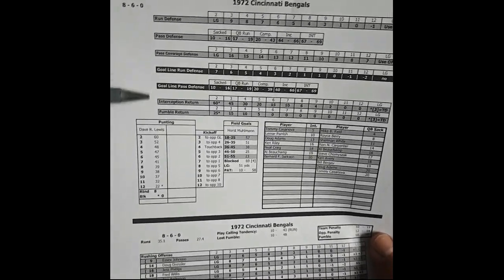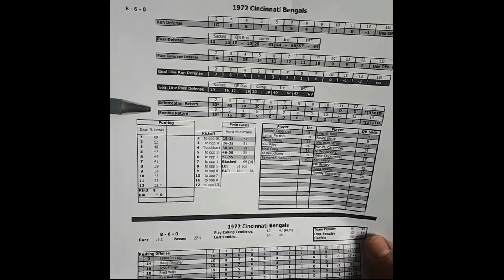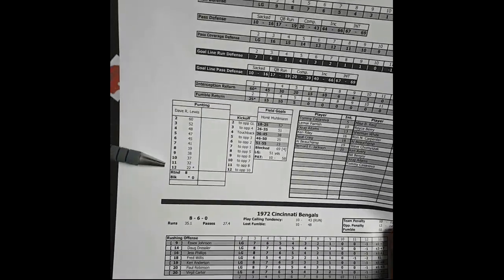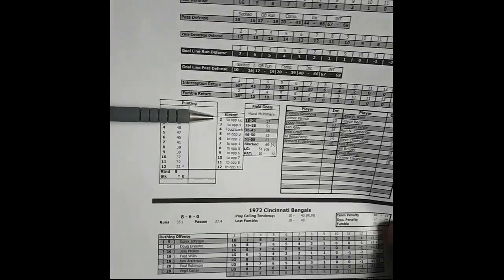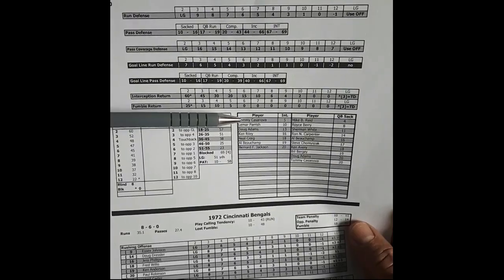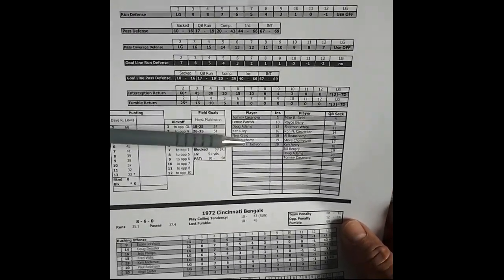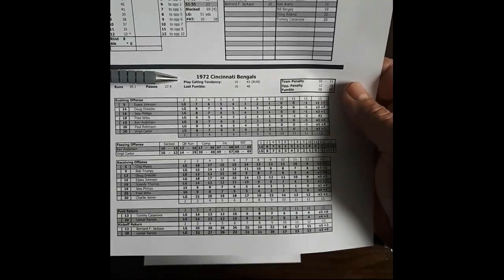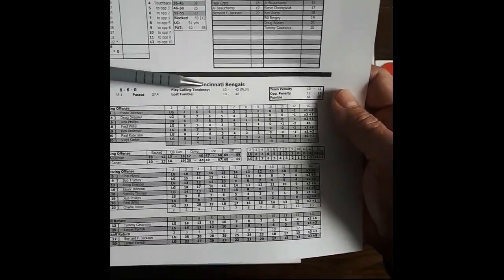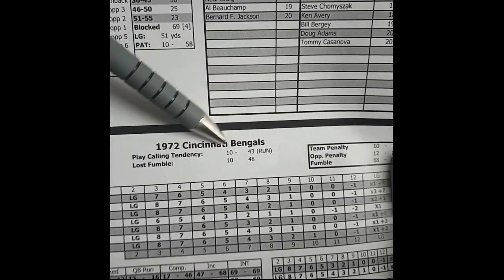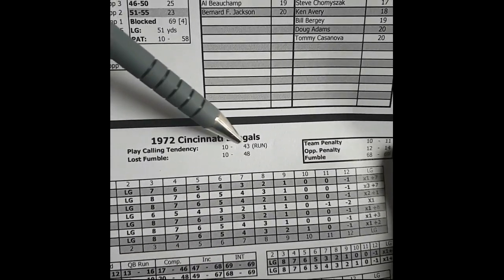There's also goal line run defense, goal line pass defense, interception return, fumble return charts, a punting chart, kickoff chart, field goals, and defensive players for interceptions and sacks. And then down here, we have the play calling tendency for the team. You see 10 to 43 for the Bengals here. The range is 10 to 69.